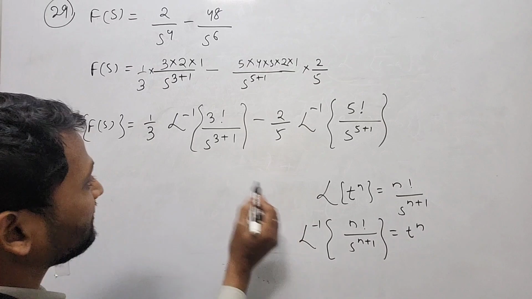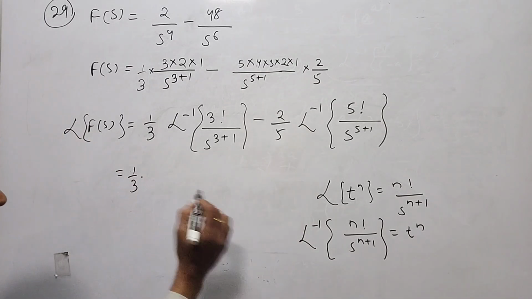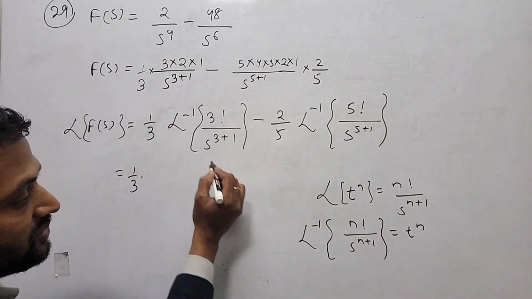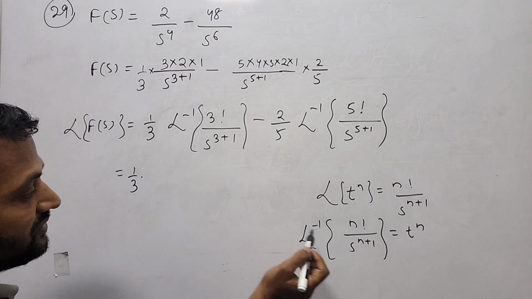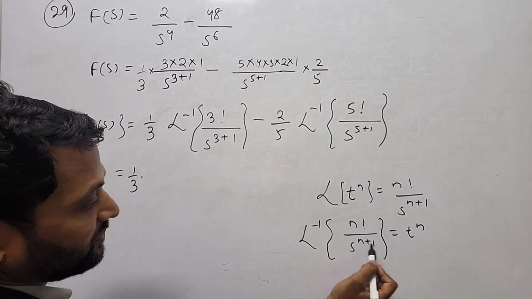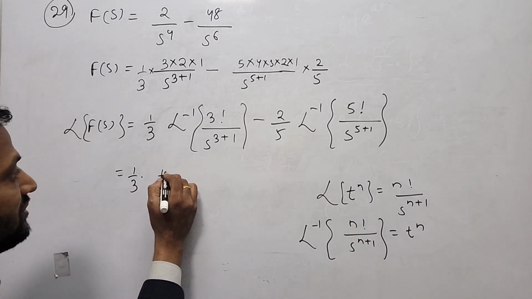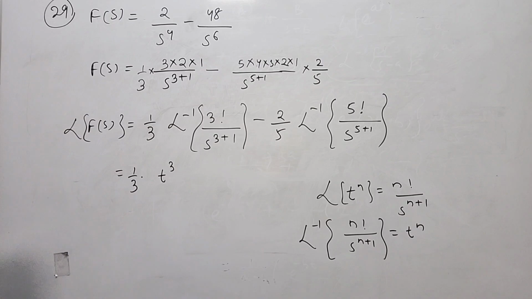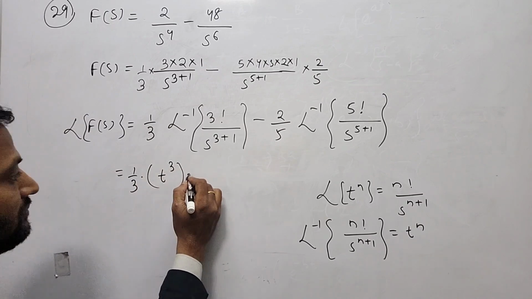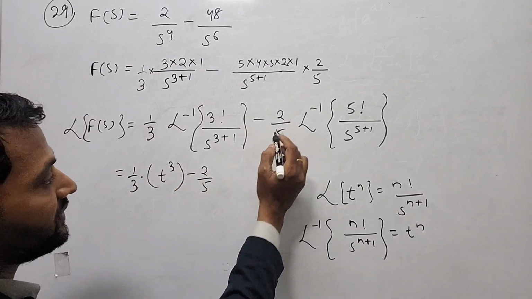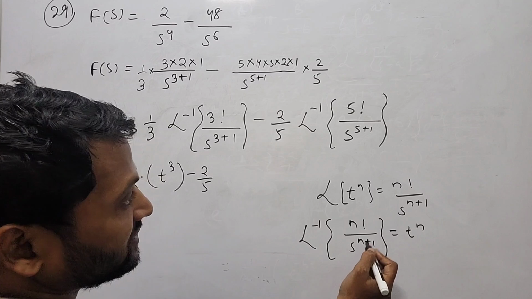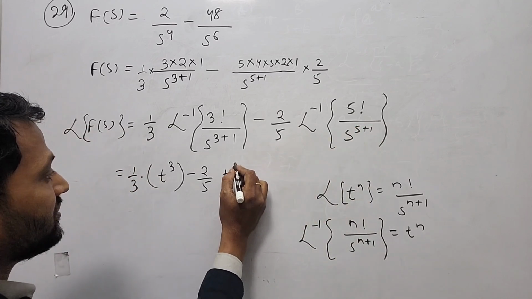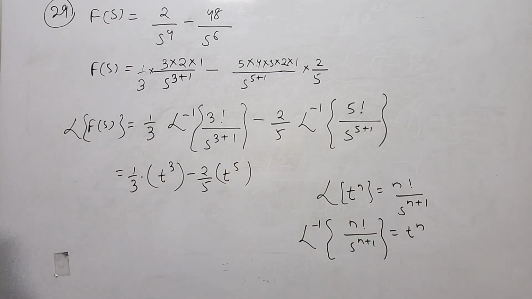Understood? So compare with this, the 1 by 3 part, compare with this. So n is 3. See, s to the power 3 plus 1, that means this will become t to the power 3, okay. Minus 2 by 5 into Laplace inverse of 5 factorial by s to the power 5 plus 1, that means t to the power 5. This is your final answer.